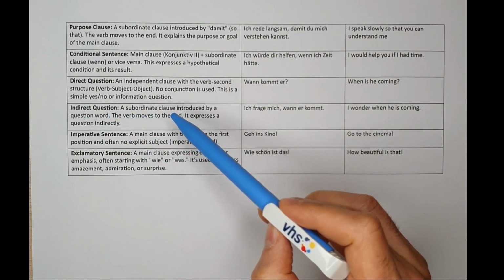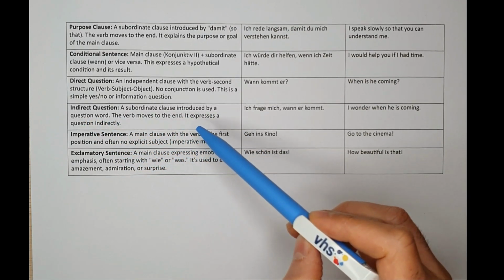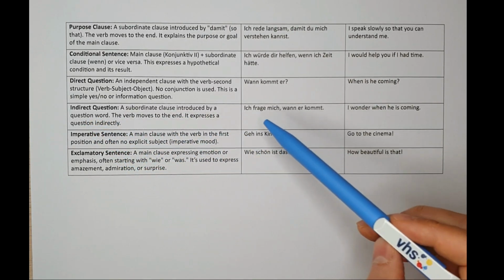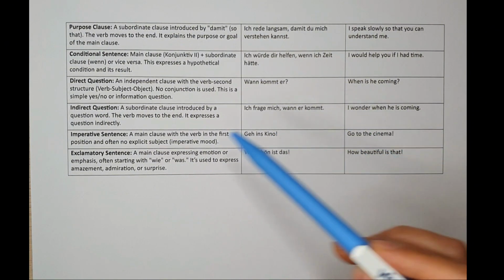Indirect question. A subordinate clause introduced by a question word. The verb moves to the end. It expresses a question indirectly. Ich frage mich, wann er kommt. I wonder when he is coming.